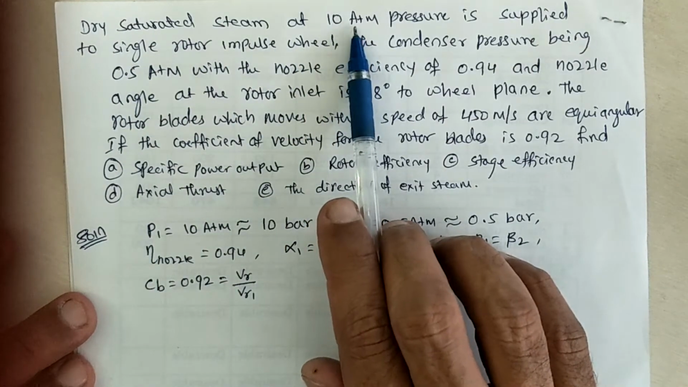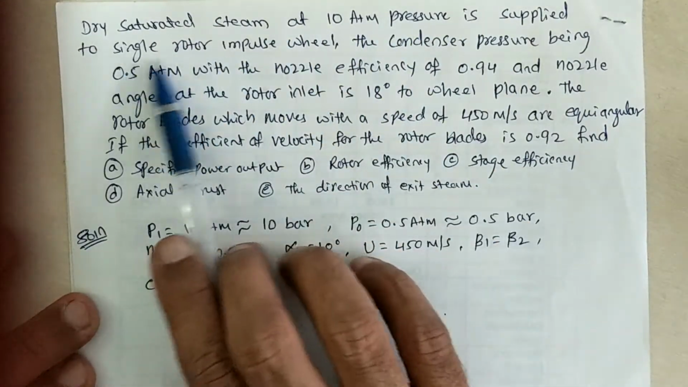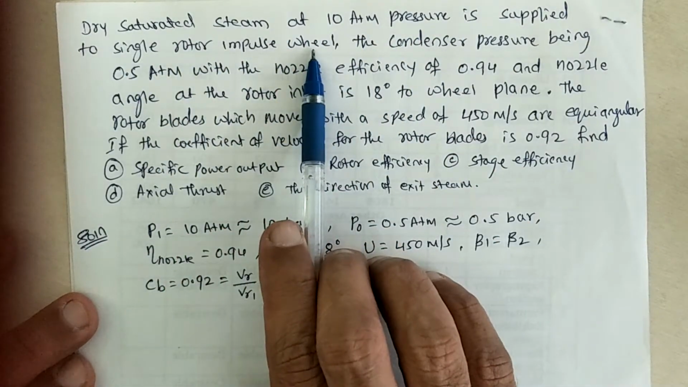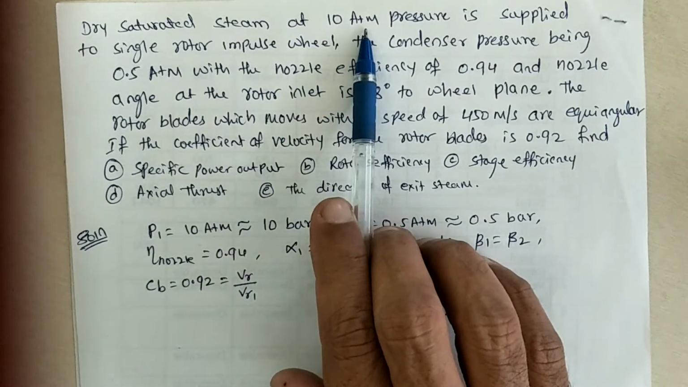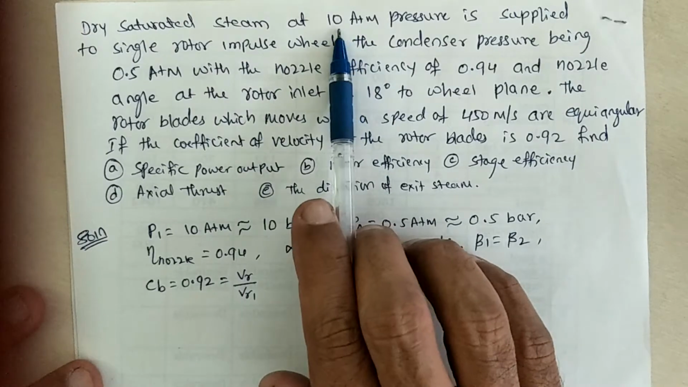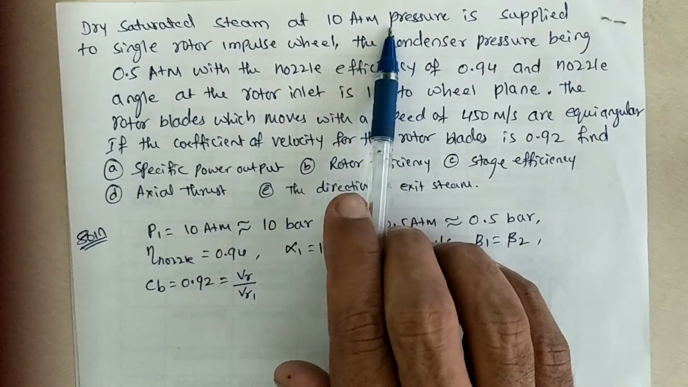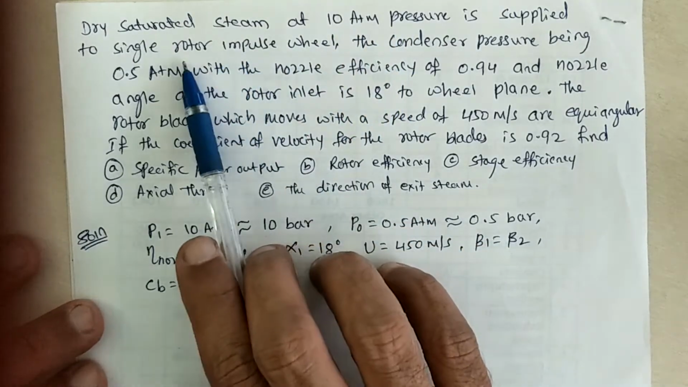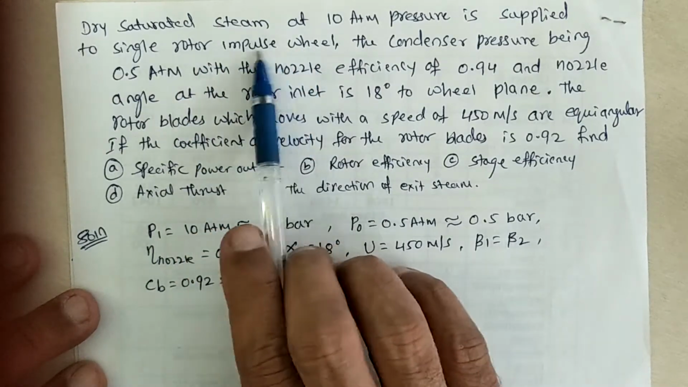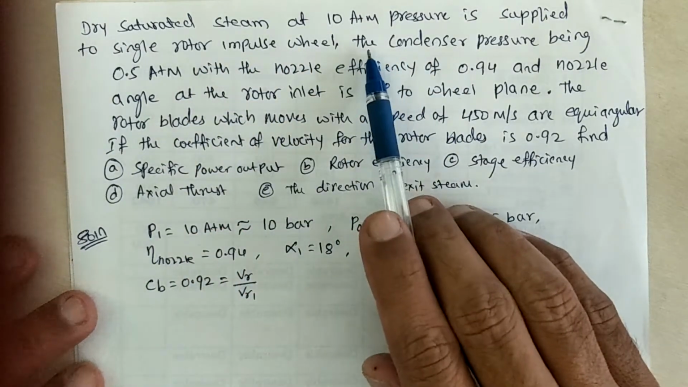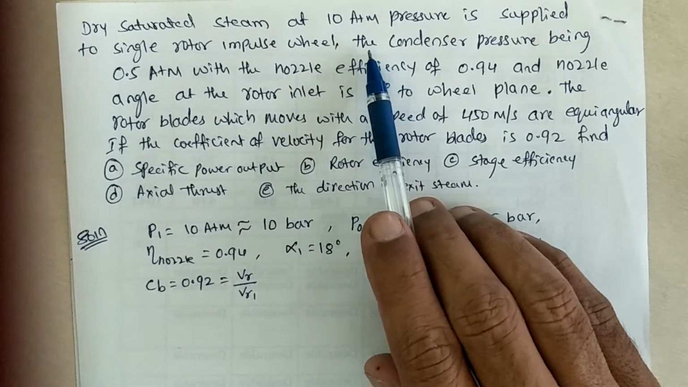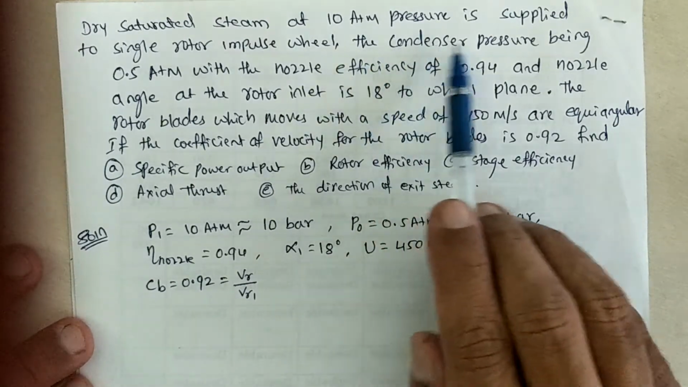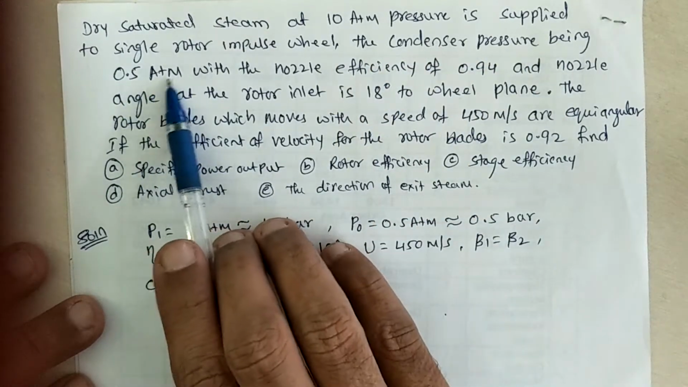Dry saturated steam at 10 atmosphere is supplied to a single rotor impulse wheel, right? So the condition of the steam is dry saturated and the pressure is 10 atmosphere. It is about to enter the single rotor or single stage impulse turbine. After doing work on the turbine, the steam comes out of the turbine and enters the condenser, right? So here the condenser pressure is 0.5 atmosphere.